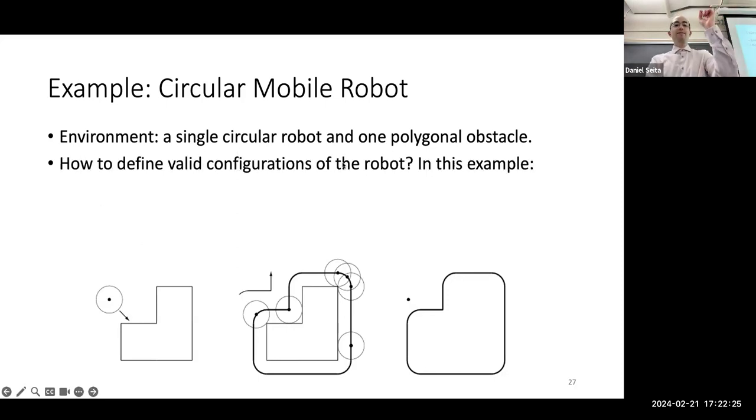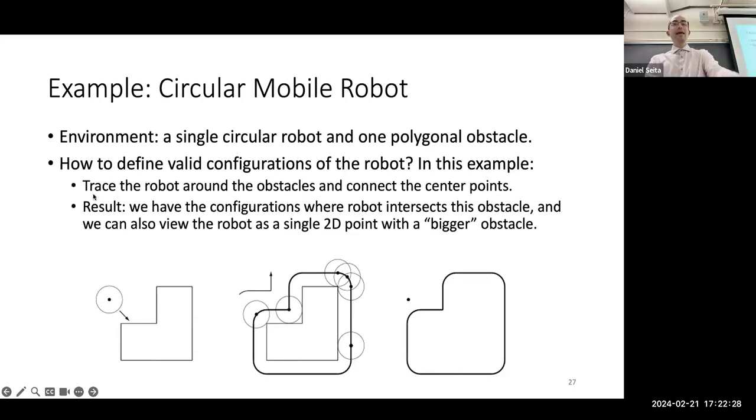So how do you define the valid configuration of the robot? In this example, you trace the robot around the obstacle and you connect the center point. And then we have all the configurations where the robot intersects this obstacle. One advantage of doing it this way is that if you have many different circular robots, you can use this analysis to reduce everything to a single point mass robot. The robot is a single point, with different obstacles that represent where that point cannot be. Yeah. All right, question?